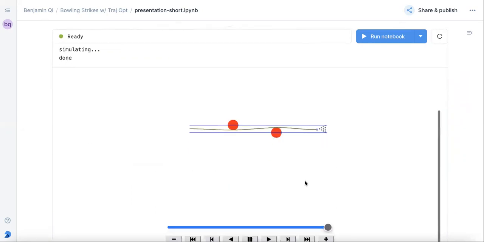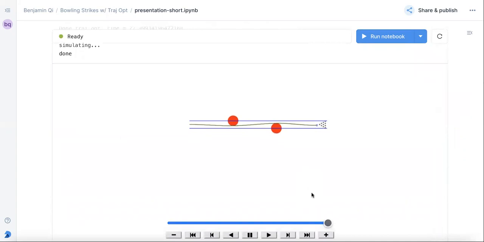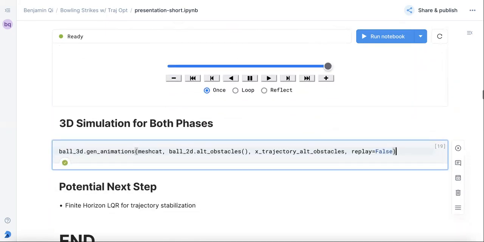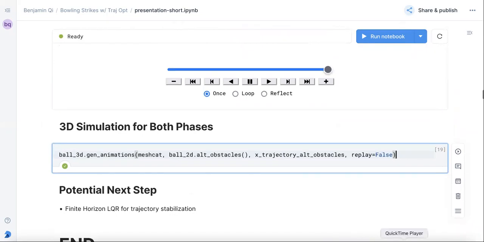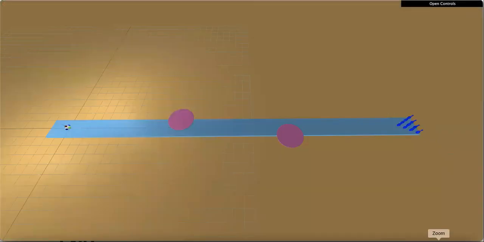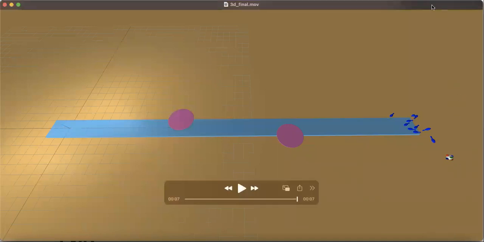In this 2D visualization, you can see that the ball weaves around 2 obstacles and ends just before the pins. That is at the end of phase 1. And in the 3D simulation, I simulated both phases. As you can see, all 10 pins were knocked down.